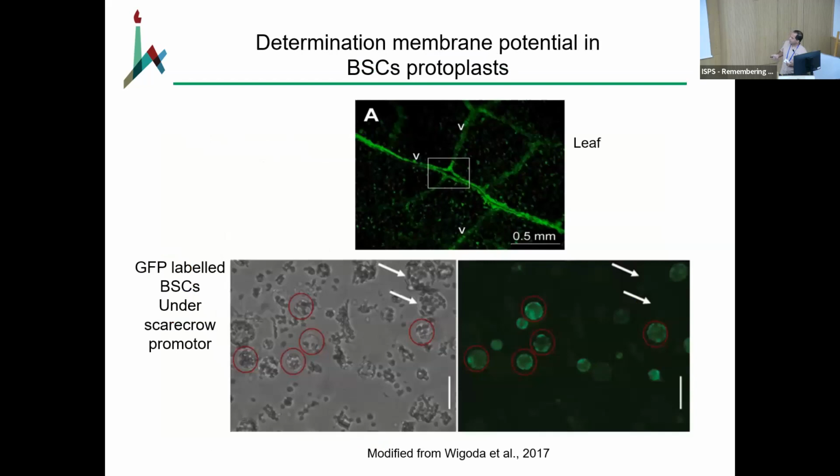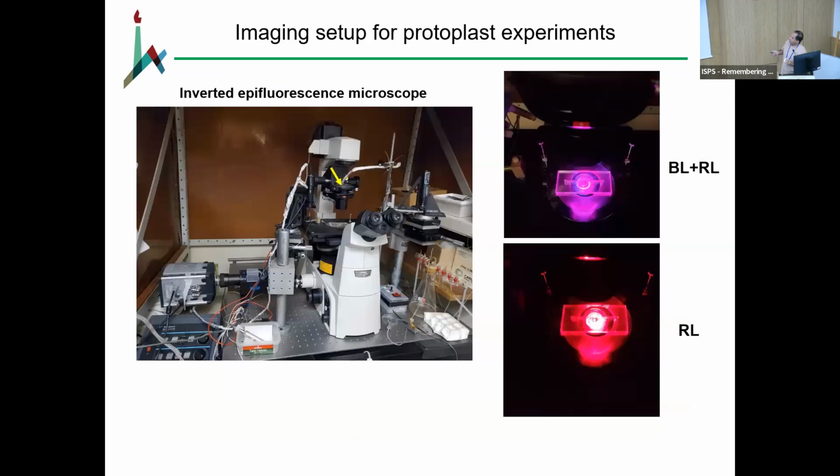This is exactly what we did. Again, we worked with protoplasts of the bundle sheath only. So this is a big advantage. You can extract cells from the leaf, but you work only on the bundle sheath. We used a microscopic system where you can put either blue and red or just red light, so we can shift the light very fast and very easily.